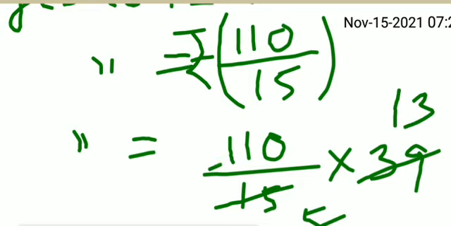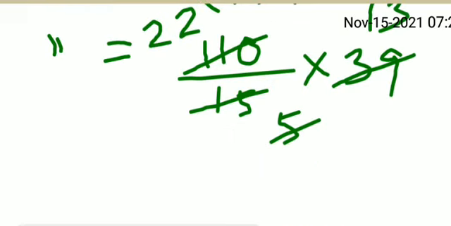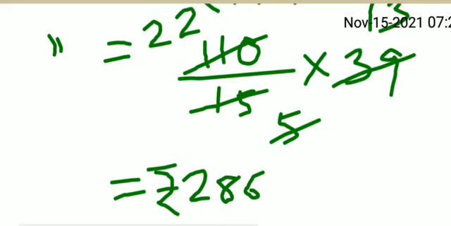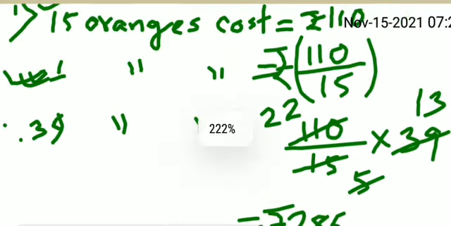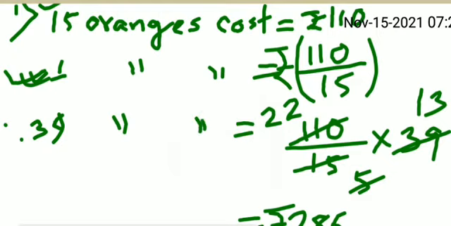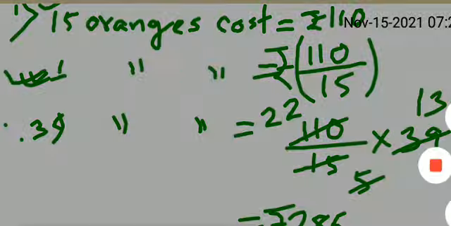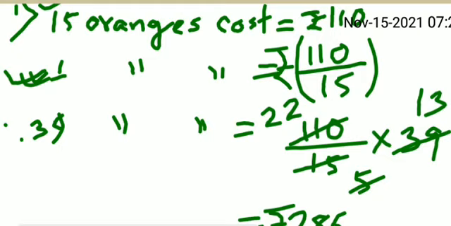Now 5 cancels with 110, it will be 22. So now multiply 22 with 13. What will you get? So students, you will get 286. So hence the cost of 39 oranges is rupees 286. So in such a way you have to solve the questions of exercise 9A. Okay, hope that everybody understood the matter.